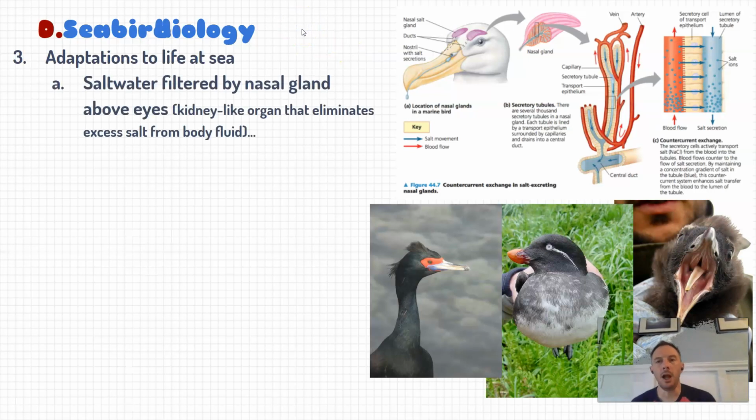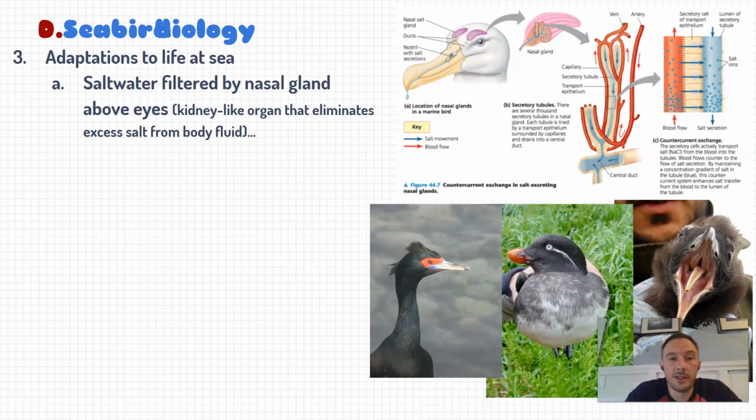Okay. Next, we're going to talk about adaptations to life at sea. So what makes a seabird a seabird? Especially this group of birds have a really unique set of adaptations because life at sea is so different from life on land, especially for a bird. So there are some things they need to overcome and adapt to, and they share some things in common.